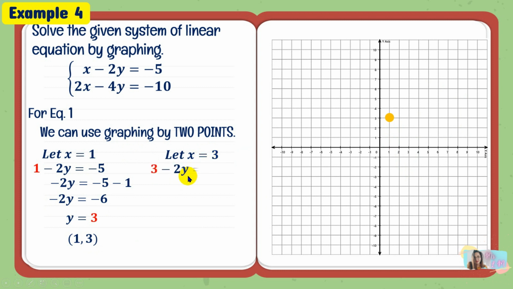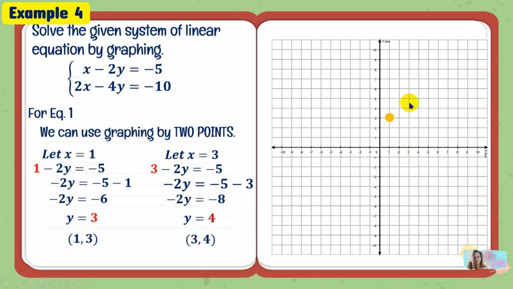So, we have to substitute the value of x, which is 3. And then, additive inverse of positive 3, that's negative 3. Negative 5 minus 3, that's negative 8. And again, negative 8 can be divided by negative 2, and that's positive 4. So, for the second point of our first linear equation, meron tayong positive 3 and positive 4.